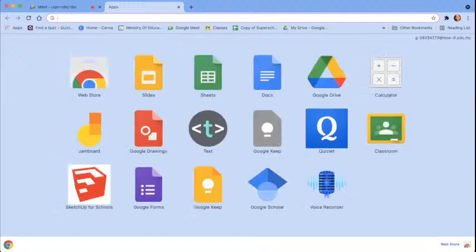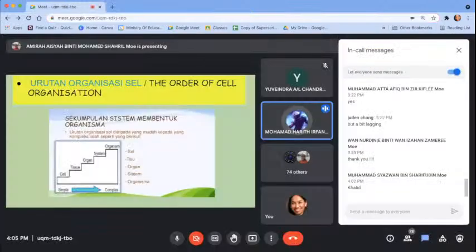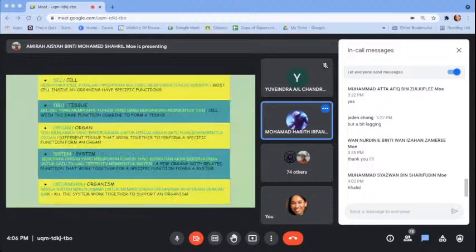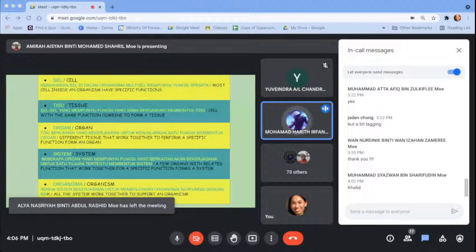Seterusnya, turutan organisasi sel, the order of cell organization. Untuk terbentuknya sesuatu organisma, sel akan terjadi terlebih dahulu, kemudian tisu, organ, sistem dan organisma. Sel adalah unit asas dalam organisma. Multisel mempunyai fungsi spesifik. Tisu pula, sel-sel yang mempunyai fungsi yang sama bergabung membentuk tisu.